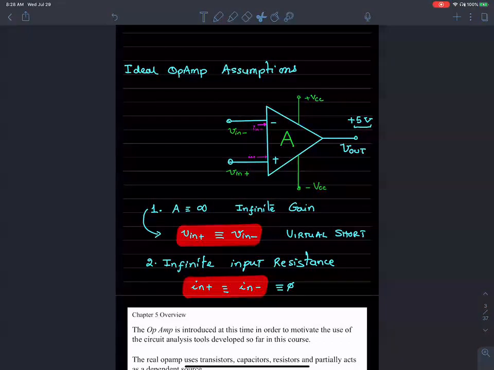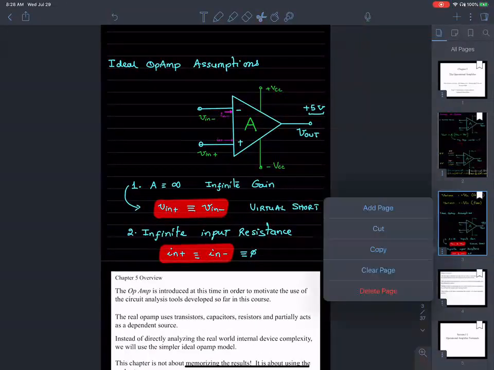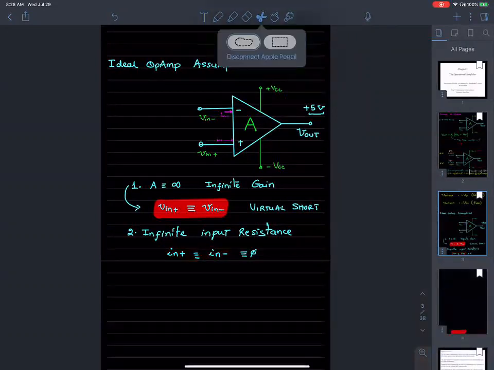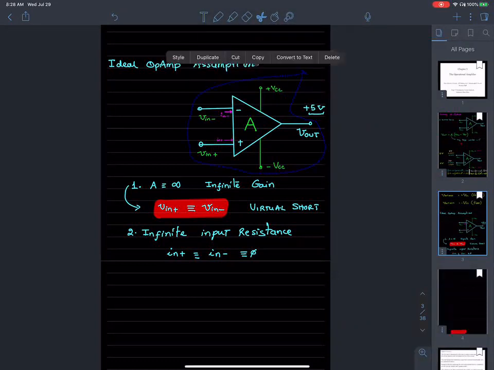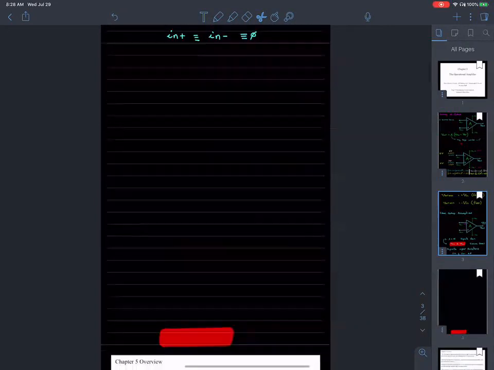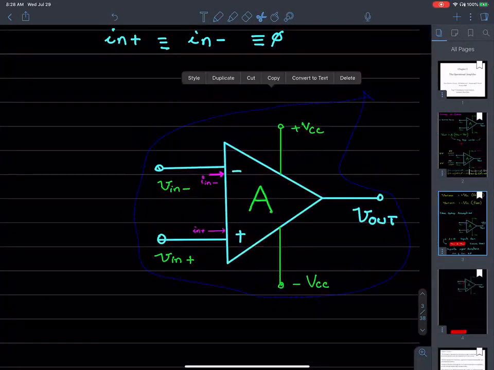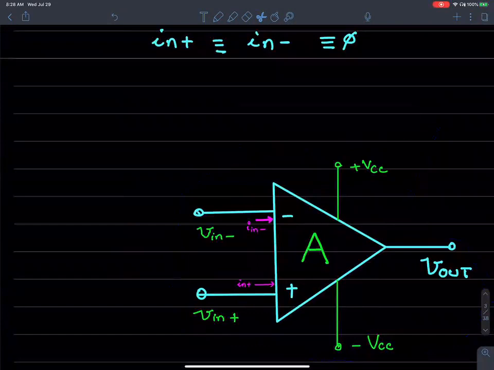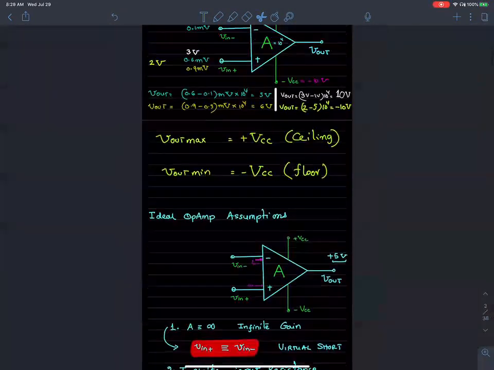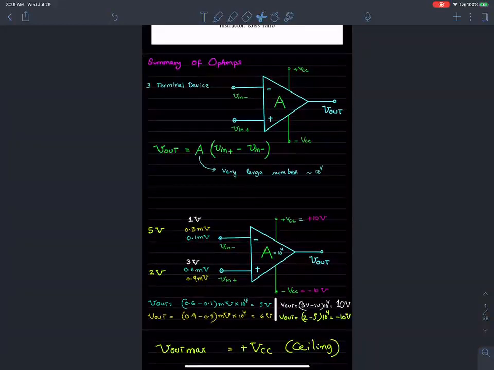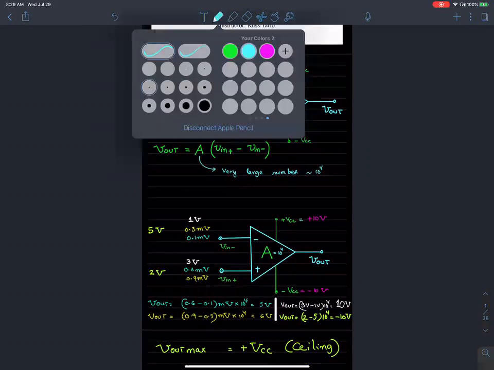Okay, let's continue our discussion on the op-amp. Let me start by copying this. So we are looking at the summary of op-amps here, right? Summary of op-amps.